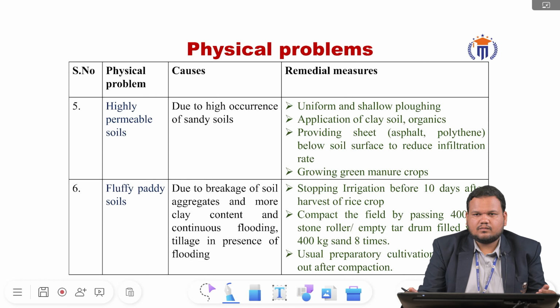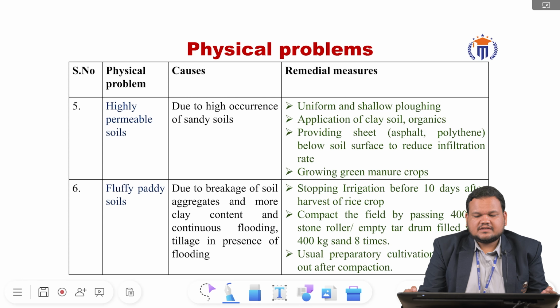And the next physical problem is fluffy paddy soils. These fluffy paddy soils are formed around 15 to 20 centimeters below the soil surface, where you maintain a stable water condition. The clay particles are broken into uniform particles and form a layer, so that water can easily stand on that layer. The main problem is that soil aggregates are absent, or very few aggregates are present, within the fluffy paddy soils.